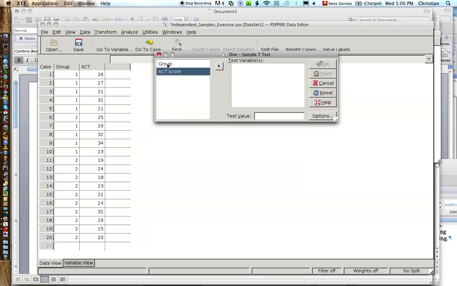We're choosing the ACT score as our test variable. We don't need to use the group because we're using all the individuals. And then you see here the test value. It is an empty field, so it requires you to input a value. Now, we looked up the ACT.org database and saw that the average for the US is 21.1. So we use that as our population mean for the comparison with the US sample.